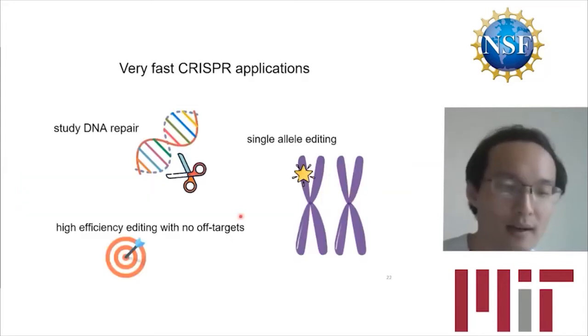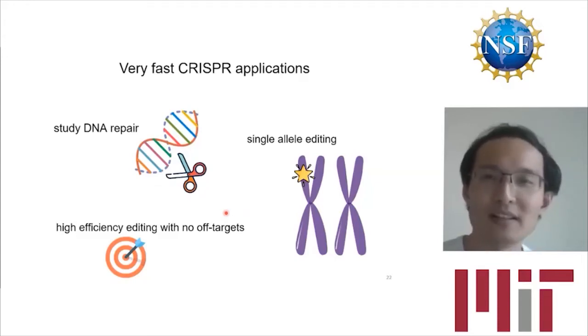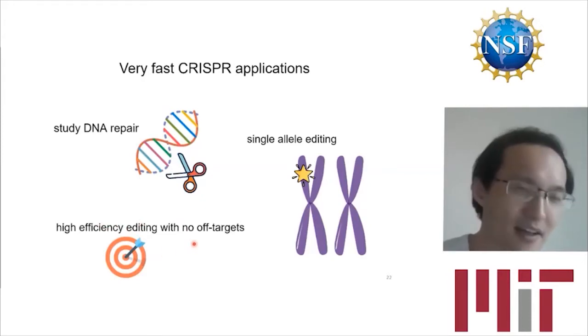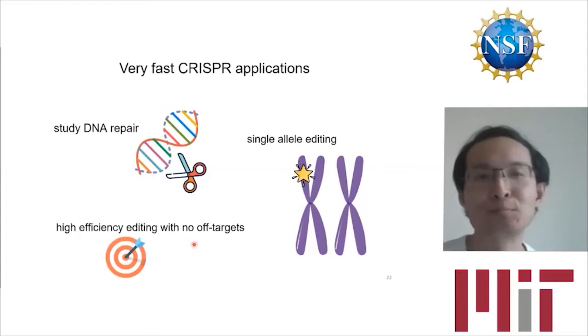So with all this, I would like to say we demonstrate that we can use the VF-CRISPR for applications in studying DNA damage repair, especially the dynamics part. And in principle, with the improved spatial control, we may be able to achieve single allele editing in the future, or maybe improve or eliminate the off-targeting effects of Cas9 physically by using light.